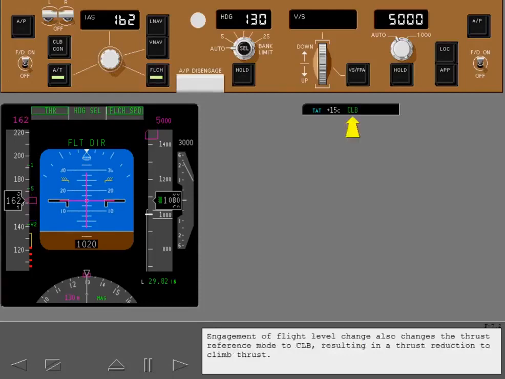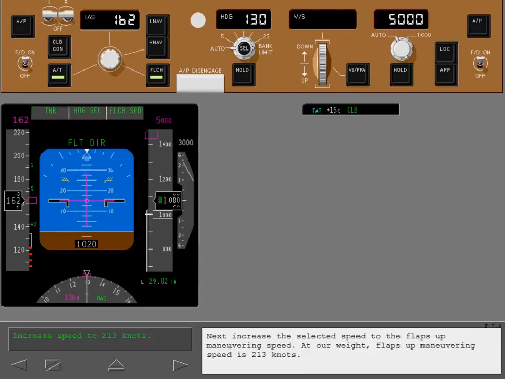Engagement of flight level change also changes the thrust reference mode to climb, resulting in a thrust reduction to climb thrust. Next, increase the selected speed to the flaps up maneuvering speed. At our weight, flaps up maneuvering speed is 213 knots.